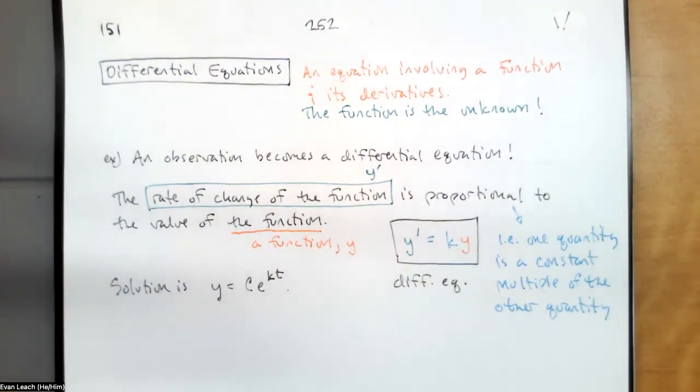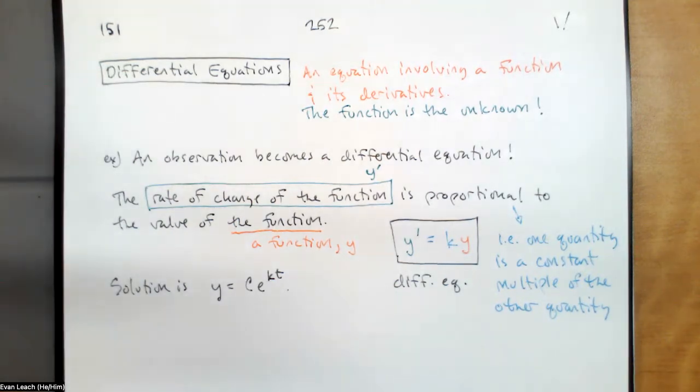So we know that the solution is something times e to the kt, because we're looking for a function whose derivative is just k times the function. And that's this exponential function. So we kind of already know the solution. Pick something that you already know.